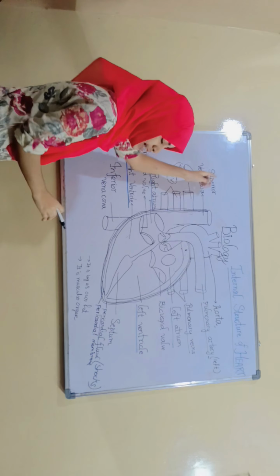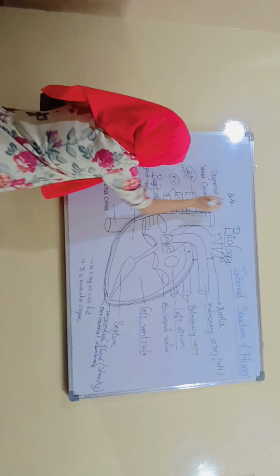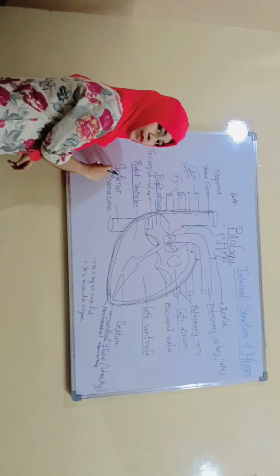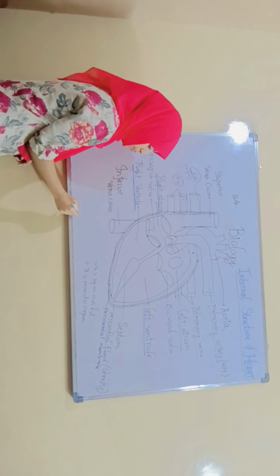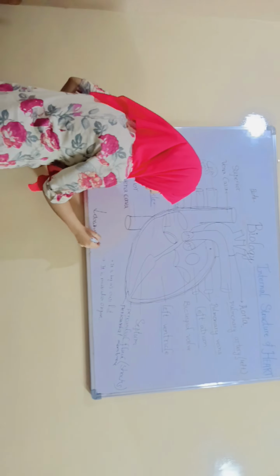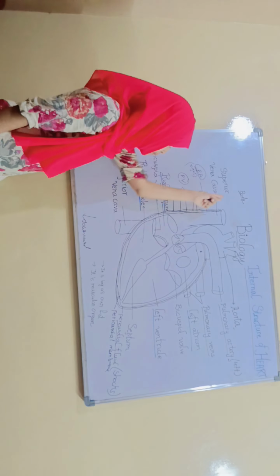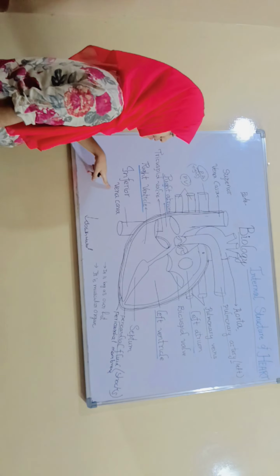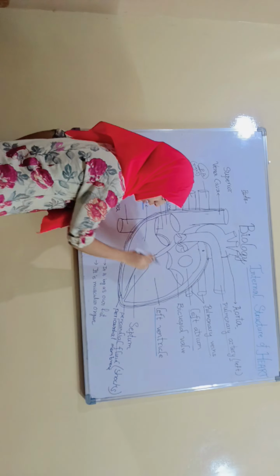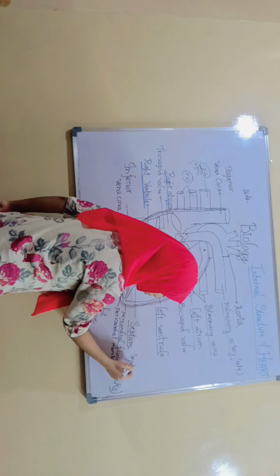These veins carry the deoxygenated blood from the body organs to the heart. And this inferior vena cava brings blood from the downward body parts to the heart. Vena cava is of two types, superior vena cava and inferior vena cava. And the wall which divides the atria and ventricle is called septum or septa.